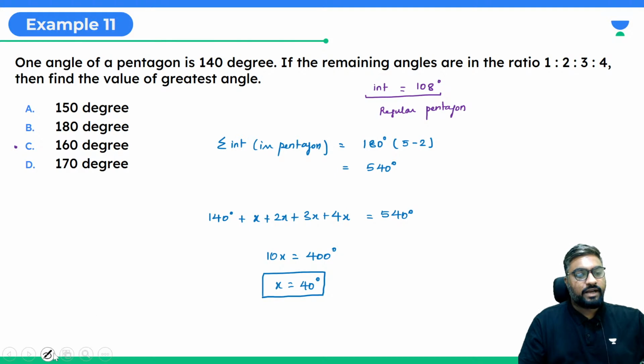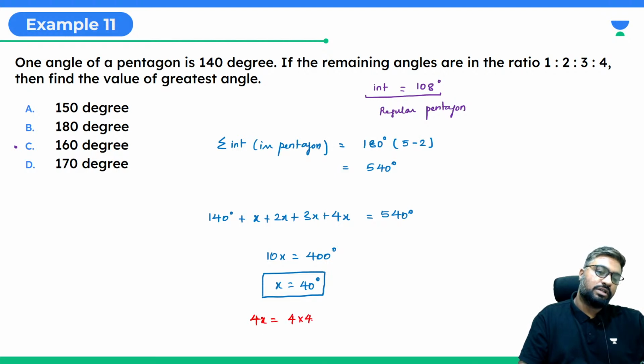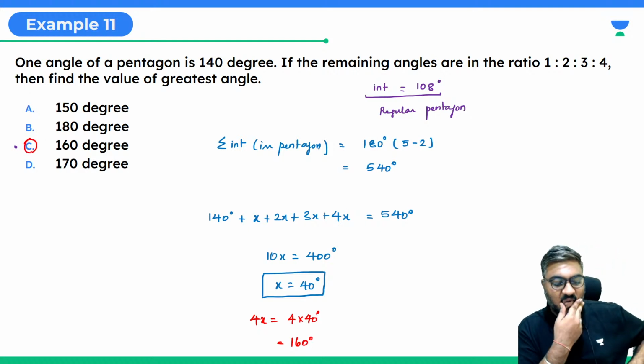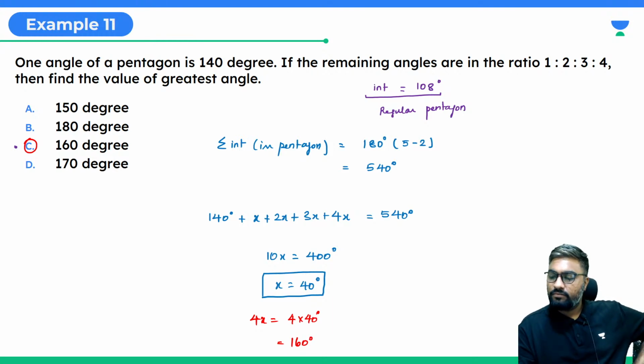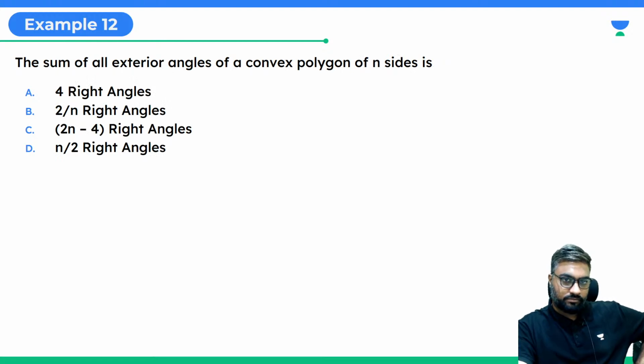Now they want us to find out the greatest angle. Greatest angle is 4x. So 4x is what? 4 into 40, 160 degrees. Okay? Got it everyone? तो सुपर. प्रज्ञा, रिया, दिनेश, बहुत बढ़िया. कूल है. कोई दिक्कत समझने में इसे? Done? Try this.